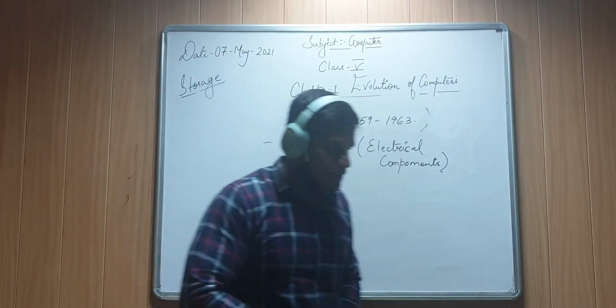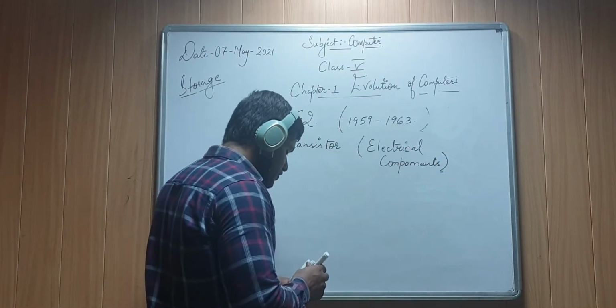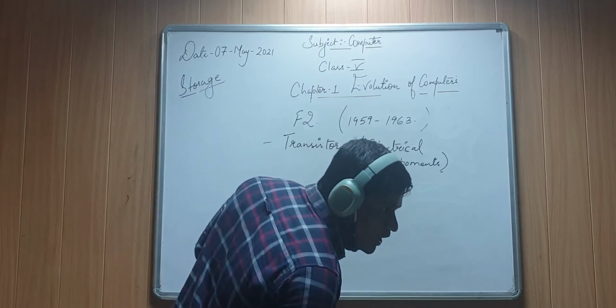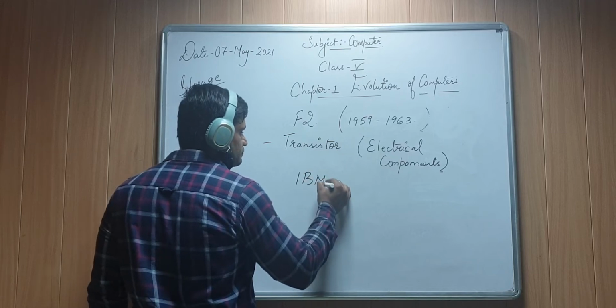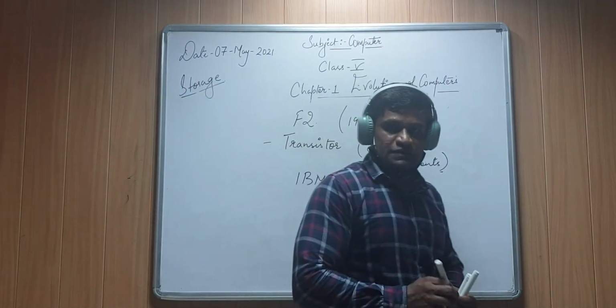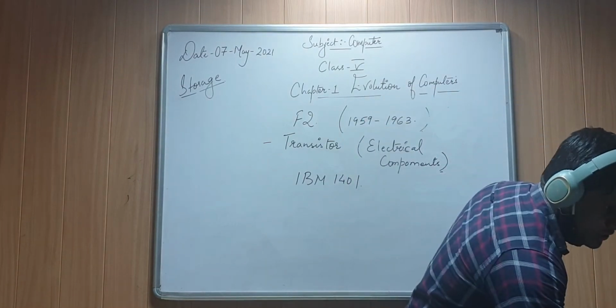Okay, and examples are IBM 1401. The computers of the second generation, the examples are IBM 1401 or Honeywell 200. They are the examples of the computers which were regarded as second generation.